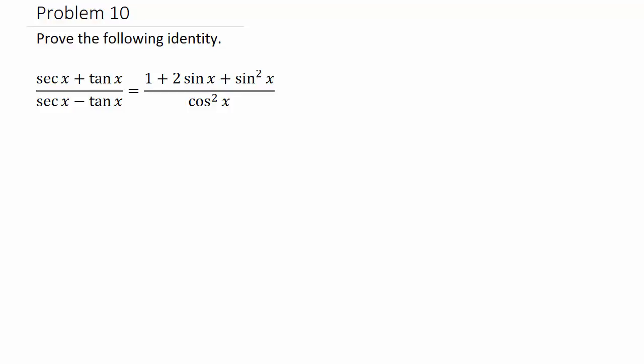Alright, so problem 10, proving identities. Here, just like we've talked about in the other videos if you've watched them, we take the more complicated looking side and see if we can simplify it to the other side. Really, the two sides don't look any more complicated than the other. So let's just pick one. Let's take the left-hand side and see what we can do with it.